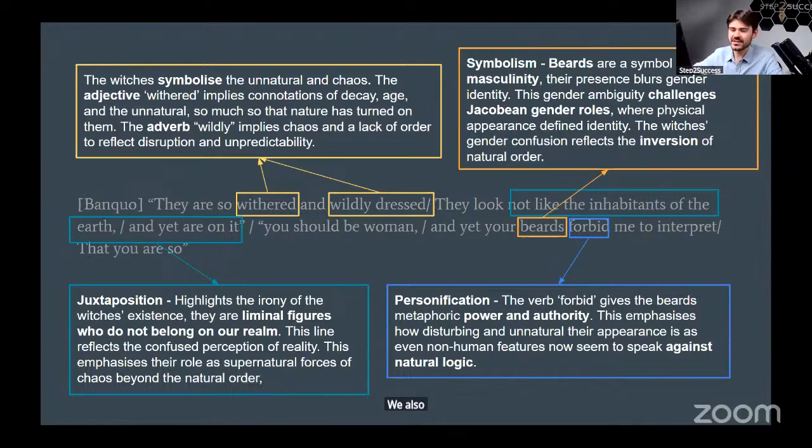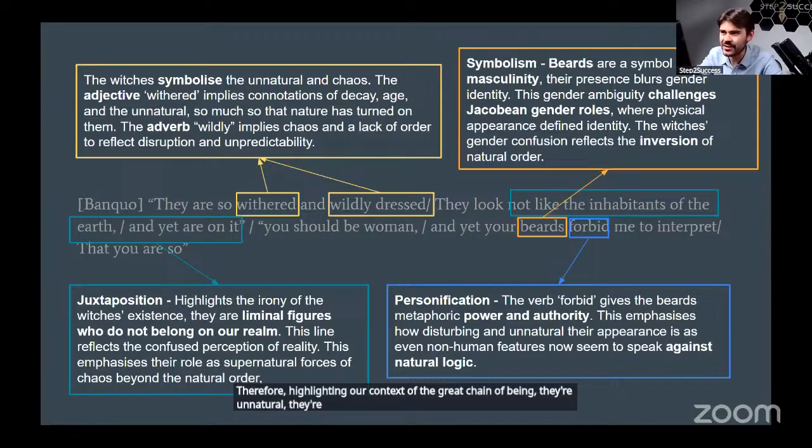We also get this description of the withered look, the wildly dressed. We get the adjective withered, which implies connotations of decay and aging, therefore highlighting our context of the great chain of being. They're unnatural, they're not real.